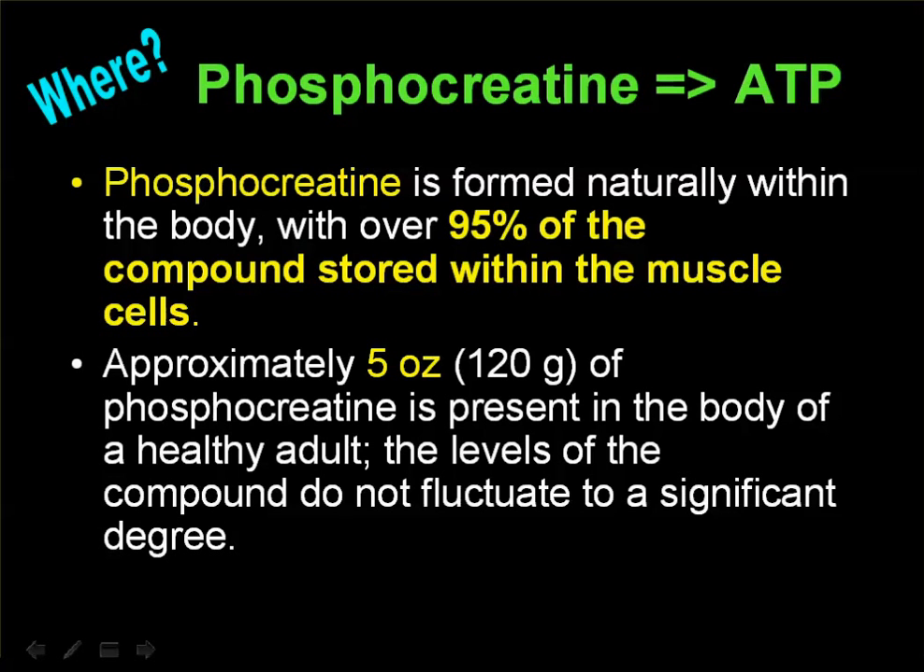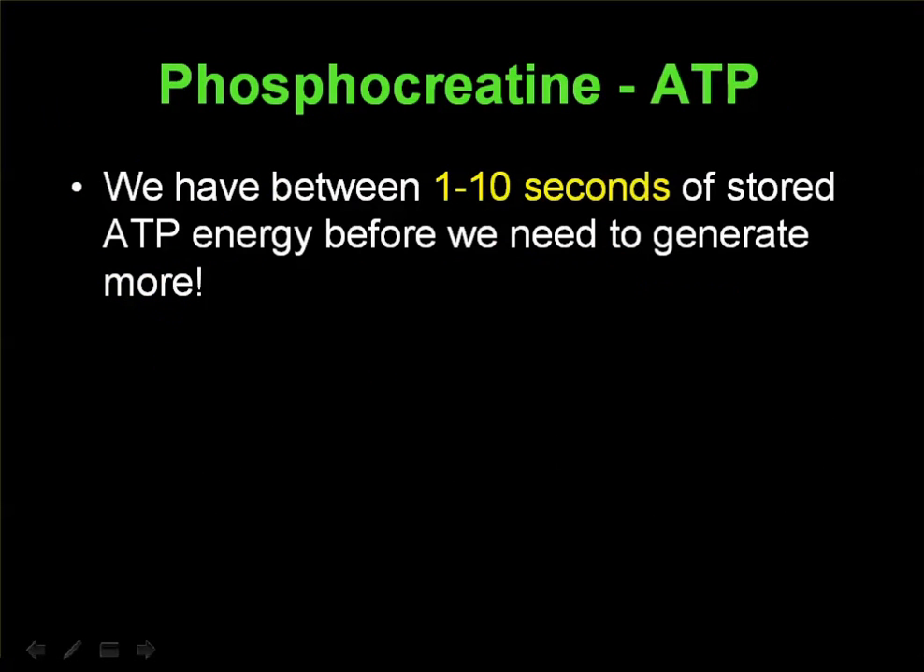Now, keep in mind that you might have 5 ounces of phosphocreatine stored within your muscle cells, but it might not be readily available for ATP conversion. Remember, because of the many variables with each person, as we just identified, genetics, age, height, health, we have between 1 and 10 seconds of that stored energy before we need to generate ATP some other way.